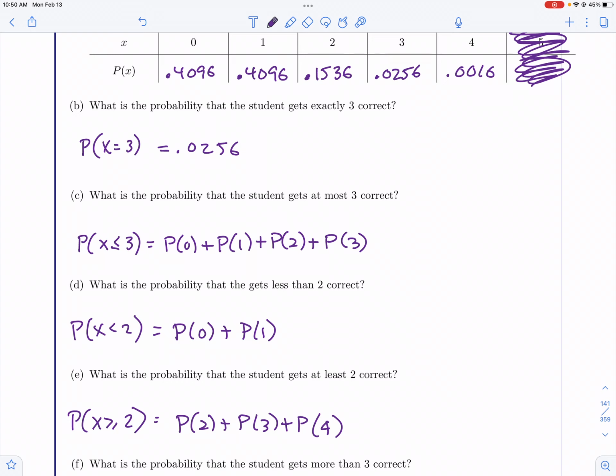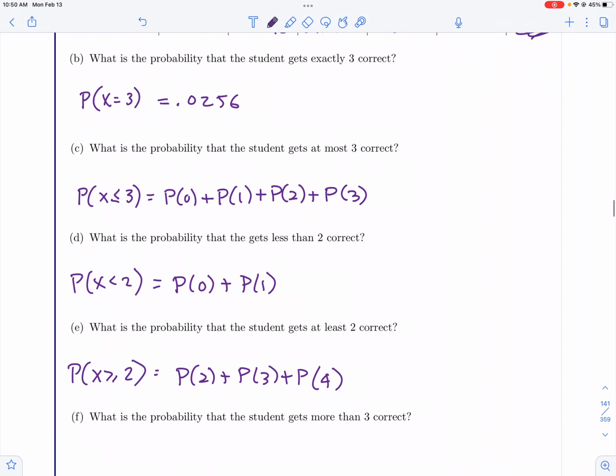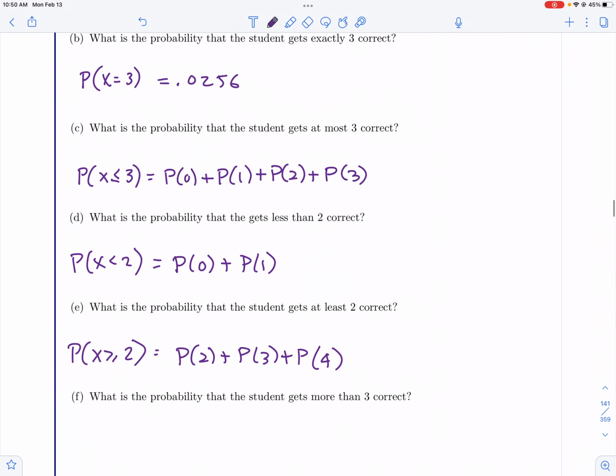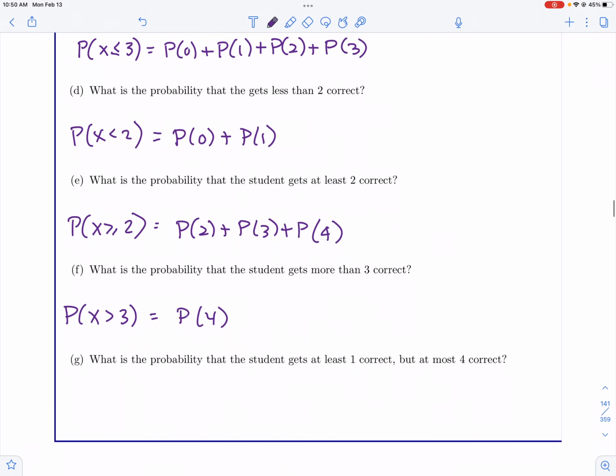And again, I'll leave those for you to add. So what's the probability that the student gets more than 3 correct? So more than 3 is strictly greater than 3. So in this case, there's just 1, so it's just going to be the probability of 4. But if there was a 5th, a 6th, a 7th, we would keep adding until we got to the very top. In this case, our top value is the probability of 4, so it's just the probability that single value occurs.